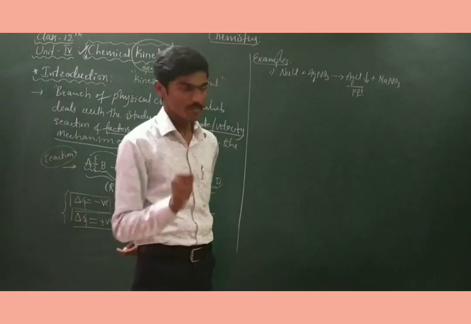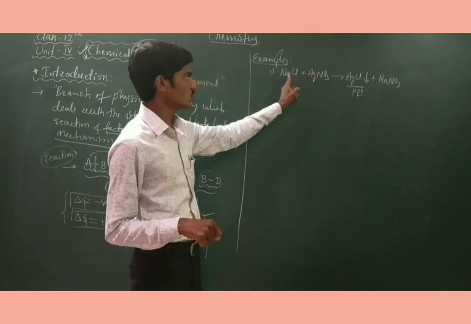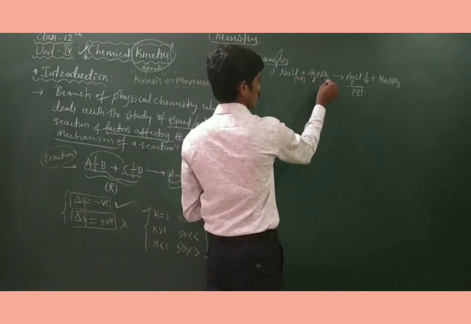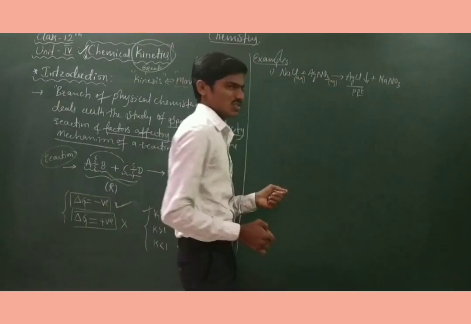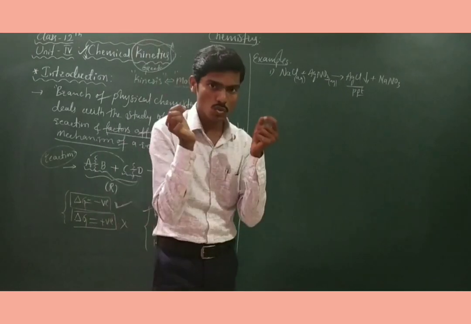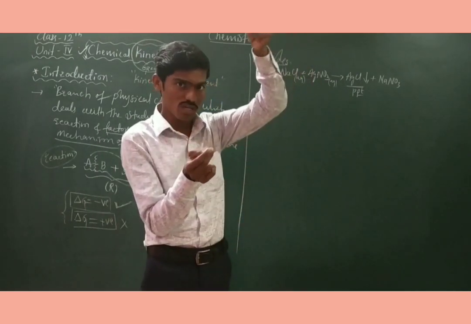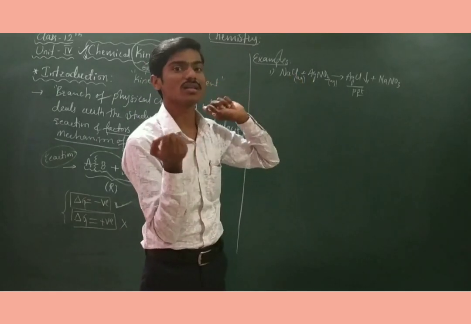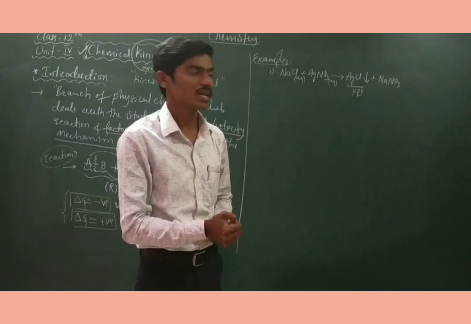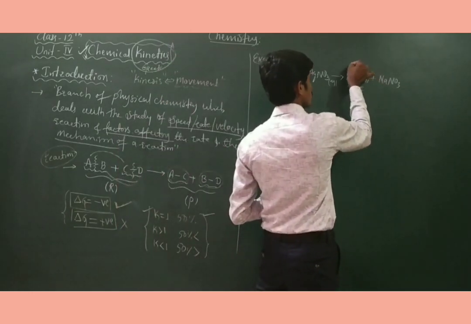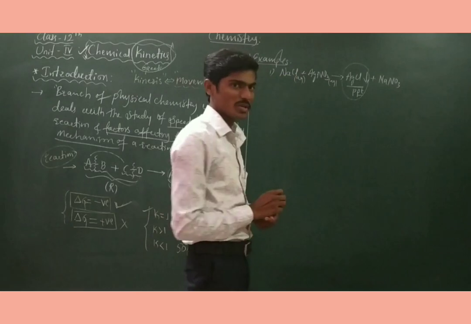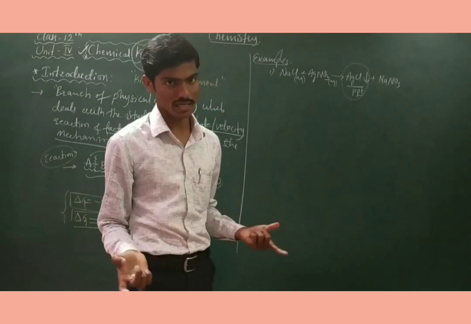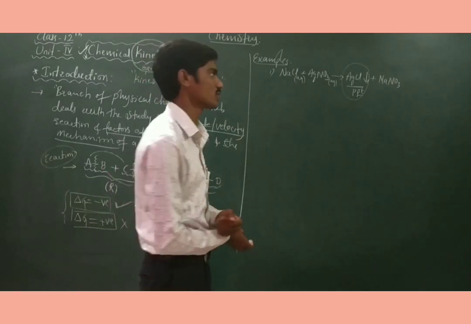When you mix silver nitrate solution to the sodium chloride solution, both the solutions are aqueous. It is a spontaneous reaction. As soon as a drop of AgNO3 is added to a solution containing chloride ions, immediately the white precipitate will form. That means the reaction occurs very quickly. There is no time lag. A very fast reaction happens here.